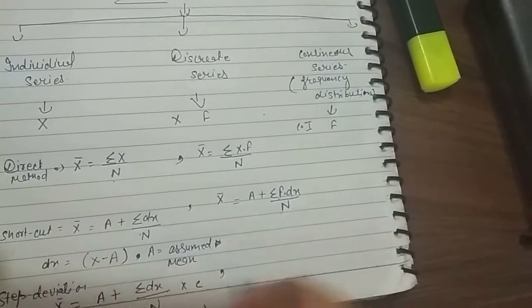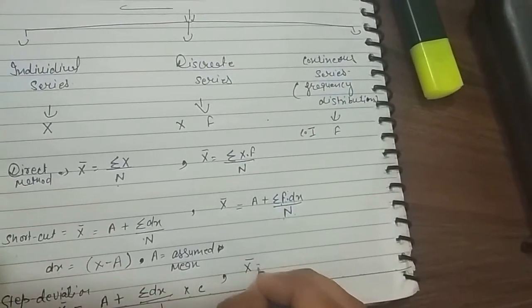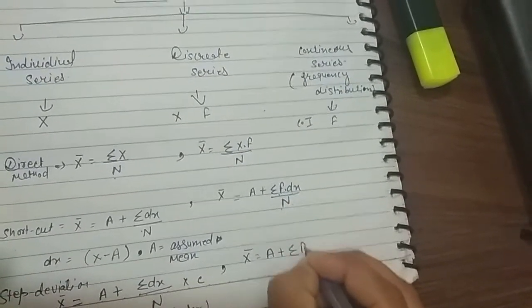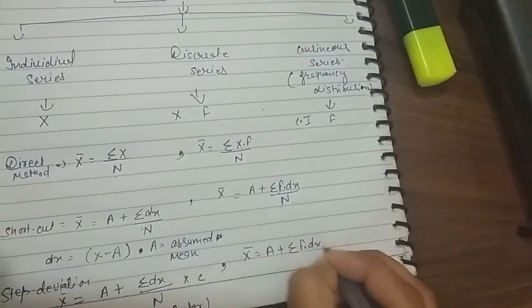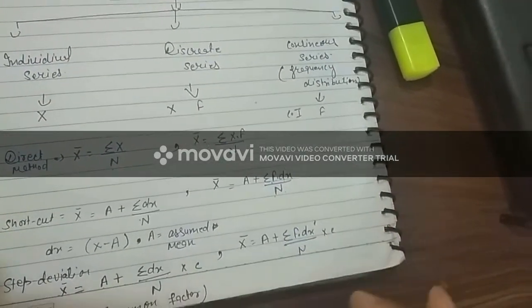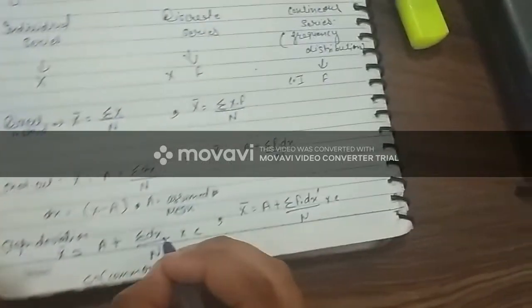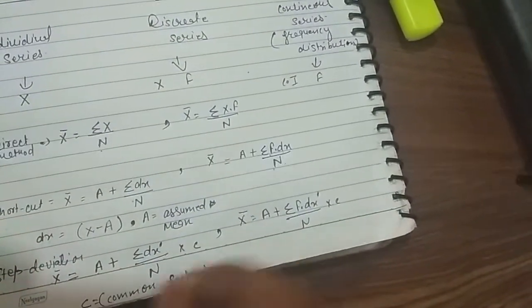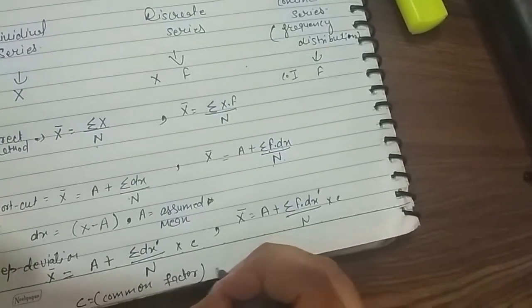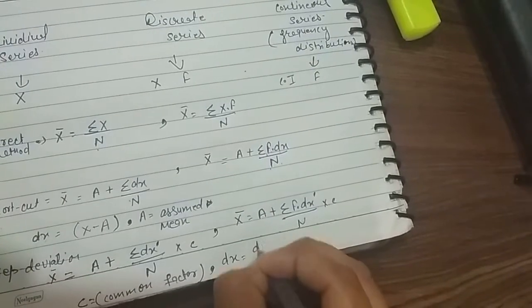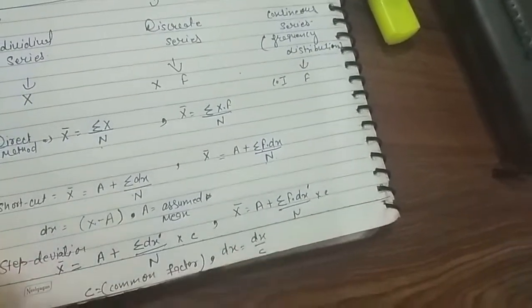And in the step deviation method, x bar is equal to A plus sum of f into dx dash upon n into c. Sorry, I forgot to tell you that there is dx dash. And I tell you how we can find the dx dash. Dx dash is equal to dx upon c, which we write here.